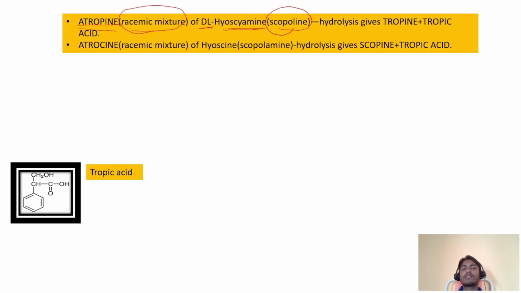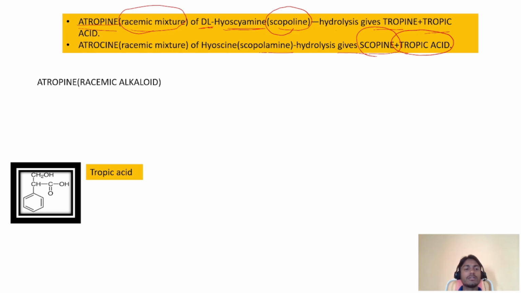Upon hydrolysis, atropine will give tropine plus tropic acid. Next, scopolamine, upon hydrolysis, will give scopine plus tropic acid. So these are the hydrolytic products.